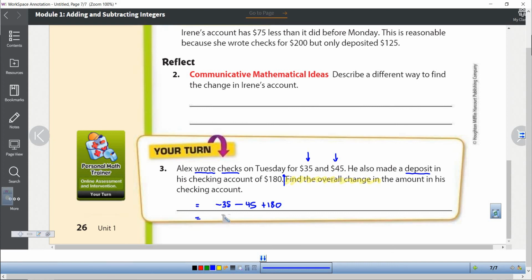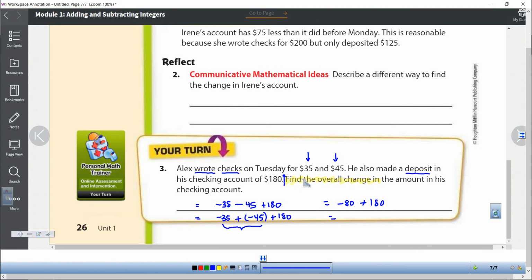So I'm going to change this subtraction, negative 35. I'm going to change subtracting a positive to adding a negative. Subtracting a positive is the same as adding a negative. Okay, when I put these two together, negative 35 plus negative 45, that's going to give me negative 80. Okay, negative 80 plus 180. That's really nice, isn't it? 80 and 80. It's going to make our math easier here.